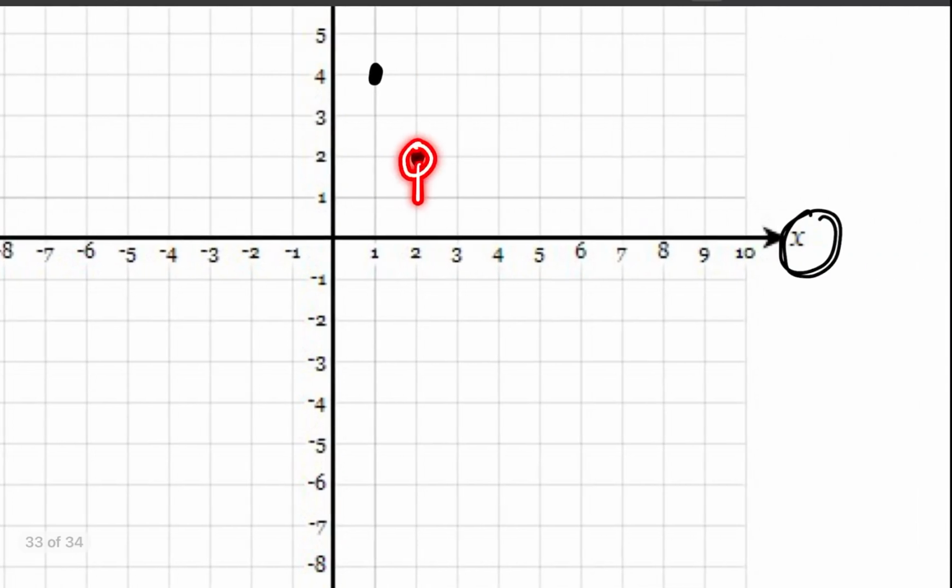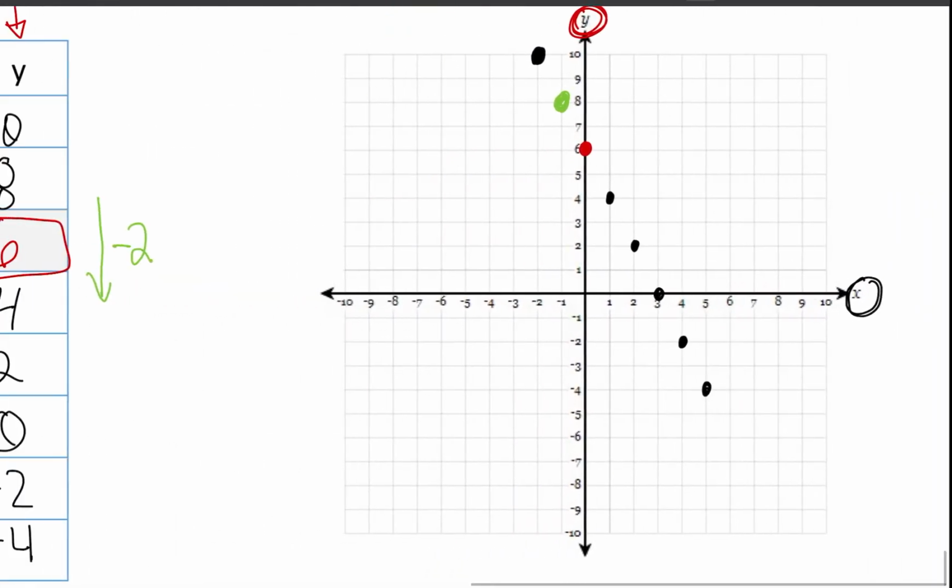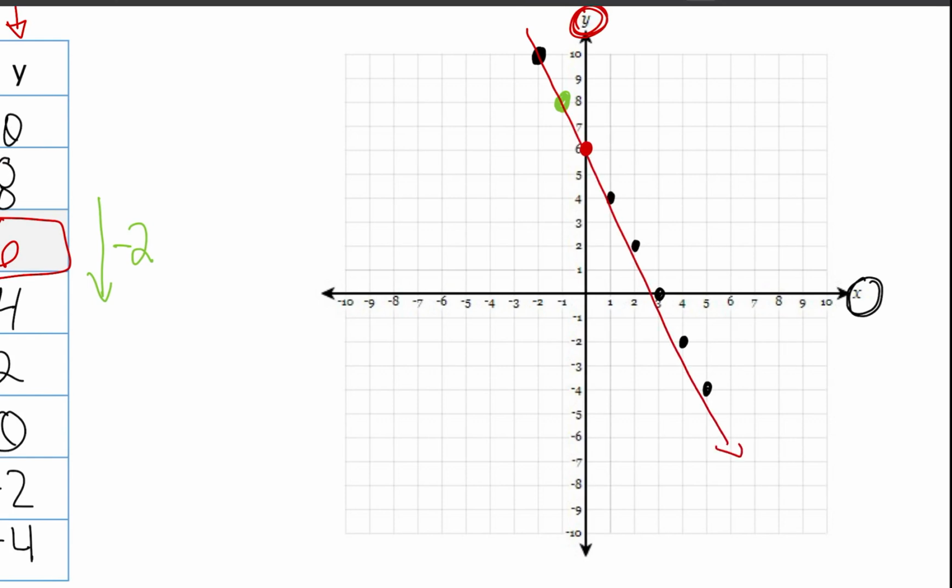It was 2, 2. So the movements you do down your table, or the math you do down your table, are related to what you do down your graph. So down 2 to the right 1, down 2 to the right 1, down 2 to the right 1. These points line up with our graph. And look, it's linear, which means it's a straight line. So I'm going to draw a nice straight line here with some arrows.